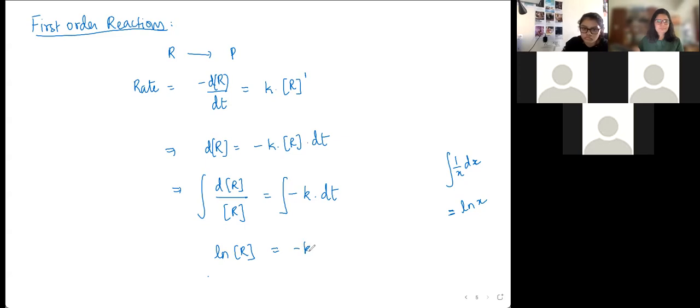Minus k and t. Minus kt plus c. Don't forget about the integration constant. So this is basically our first order reaction. Again, just like with zeroth order, figure out what should be the integration constant. For that, get rid of t. At t equal to 0, initially, when the concentration is equal to r naught. So apply these values, you get c equal to natural log of r naught.